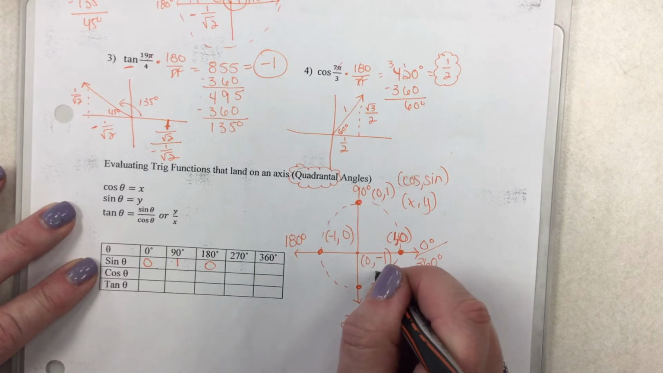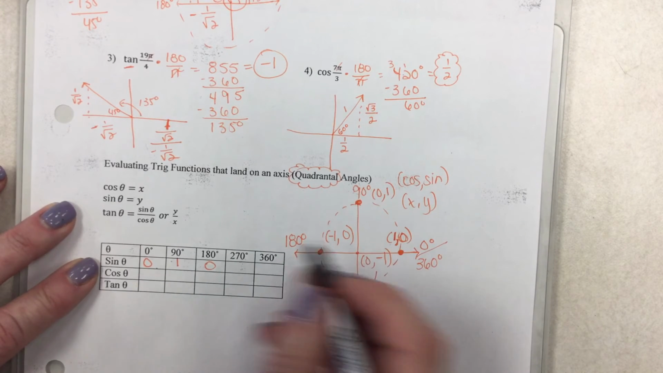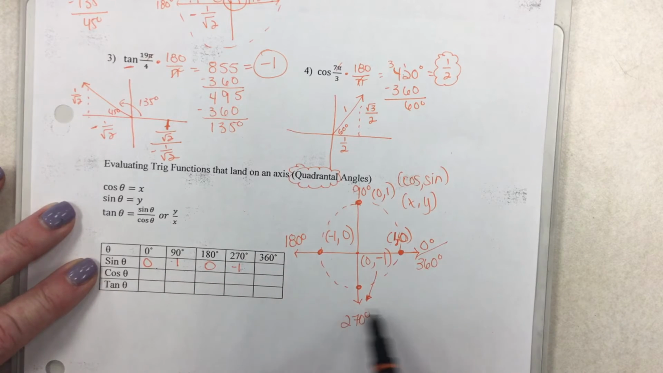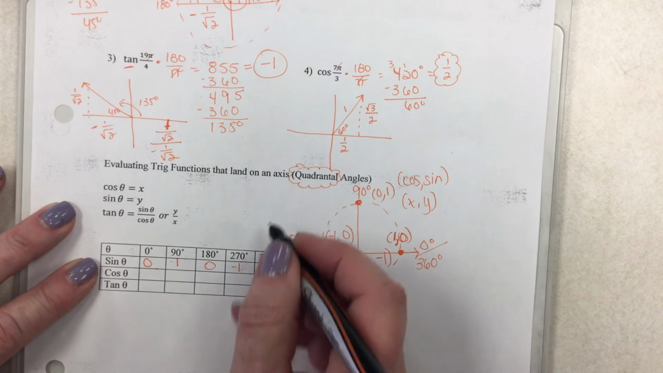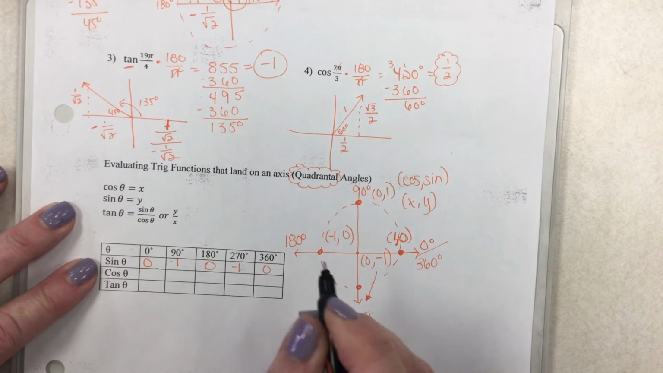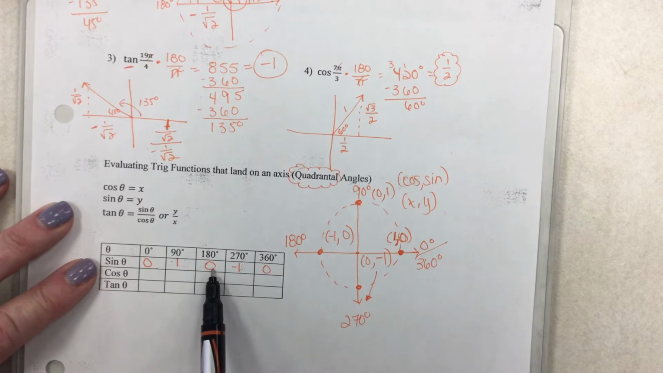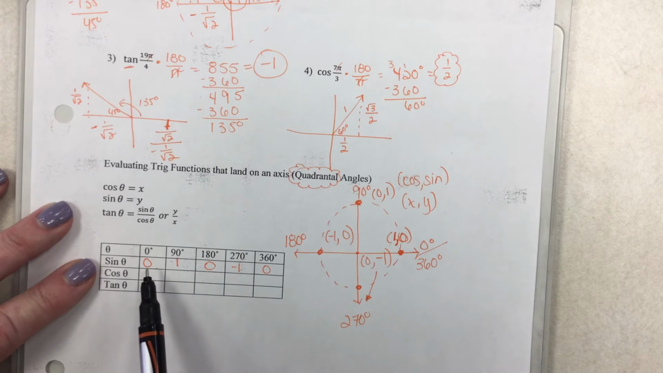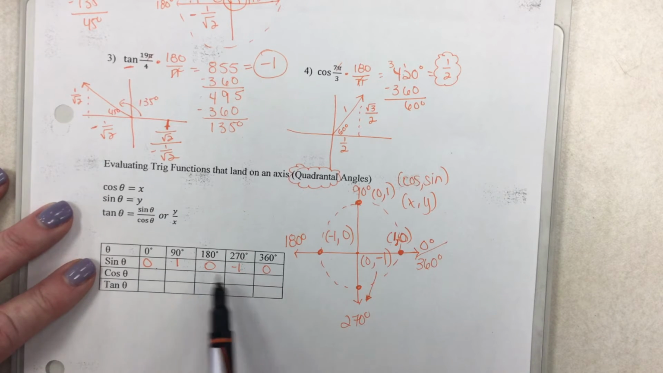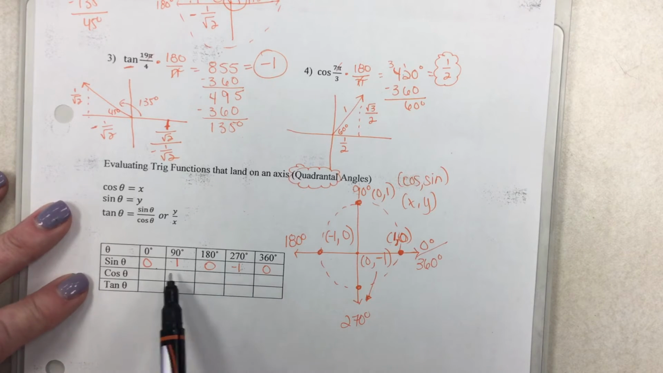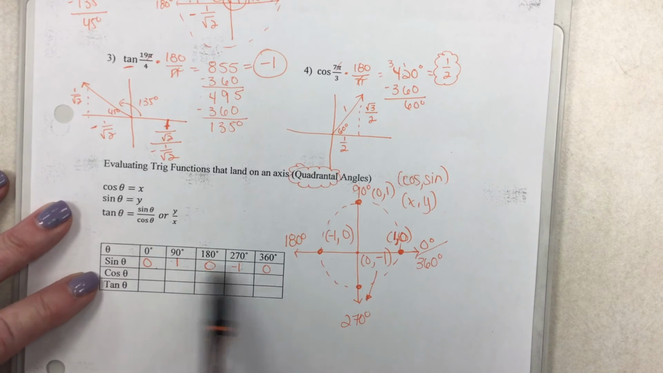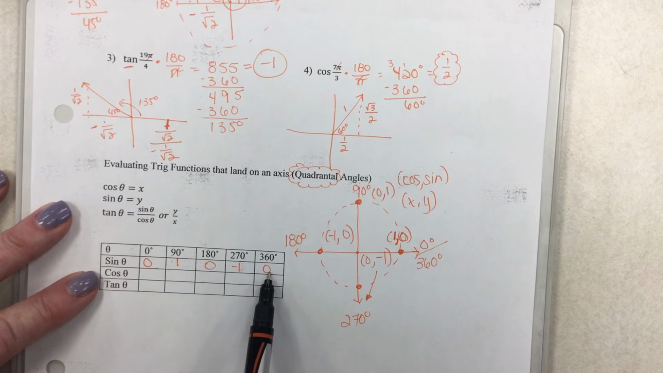I'm not sure, guys, why I stuck that up so high. -1. And at 360, I've made a full circle. I'm back at 0. It's a nice little pattern. 0, 1, 0, -1, 0. These points are going to be extremely important in our next unit. We're going to be graphing this. You'll see that coming up. Okay, so 0, 1, 0, -1, 0.